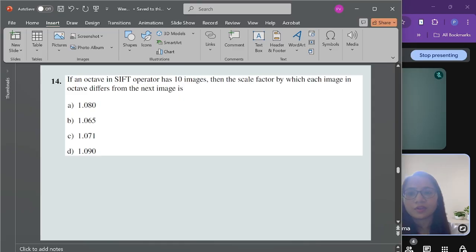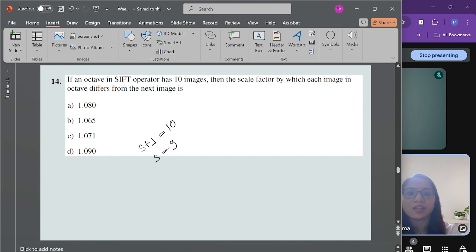So if an octave in the shift operator has 10 images, that means the total shift operator has 10 images. That means s plus 1 is equal to 10. So for s you will get 9 here again.